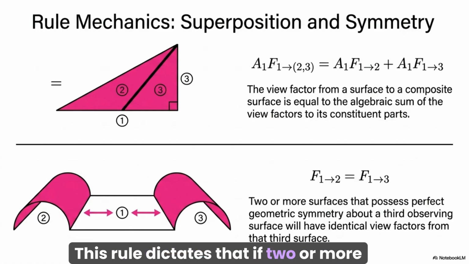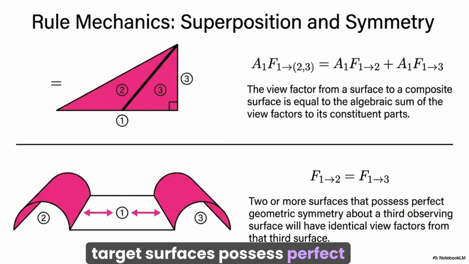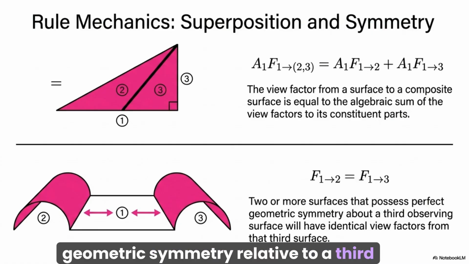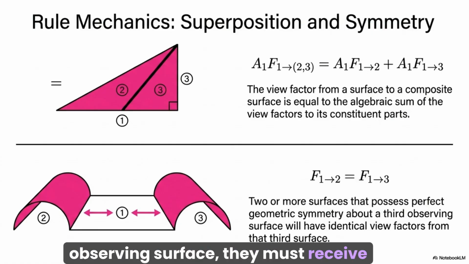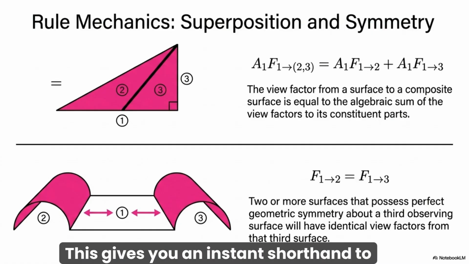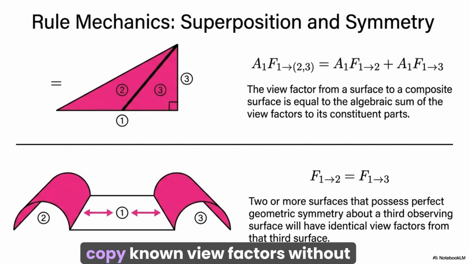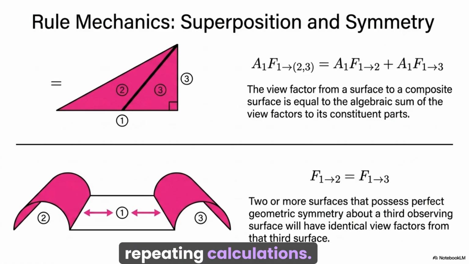This rule dictates that if 2 or more target surfaces possess perfect geometric symmetry relative to a third observing surface, they must receive an identical fraction of energy. This gives you an instant shorthand to copy known view factors without repeating calculations.